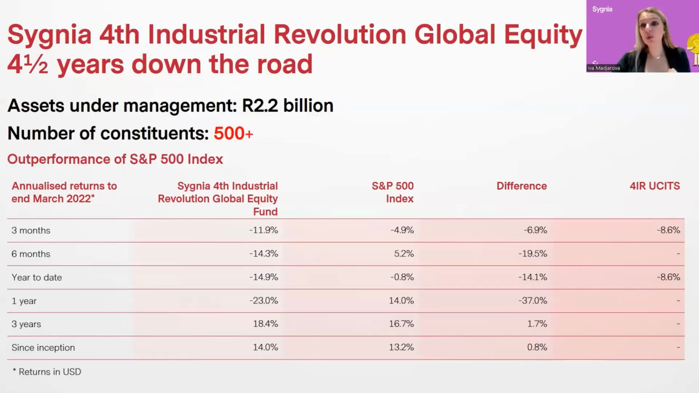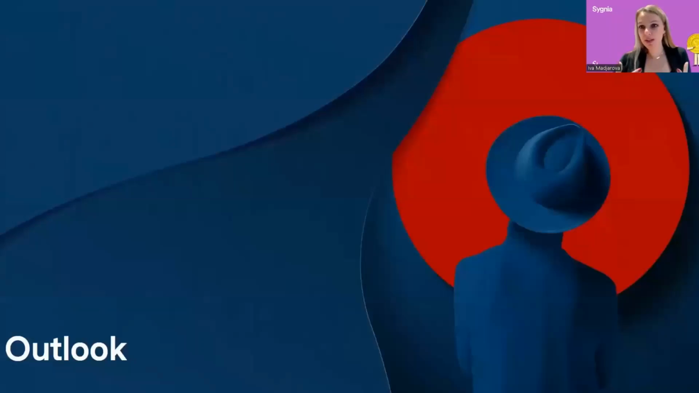And over the long term, in dollar terms, again, if you look at the performance, you can see that over 3 years and since inception, it has outperformed the S&P 500. So we do understand that there has been underperformance. It's not unique just to this fund. It's broadly, tech in general has not done well over the short term. But what do we think about the future?